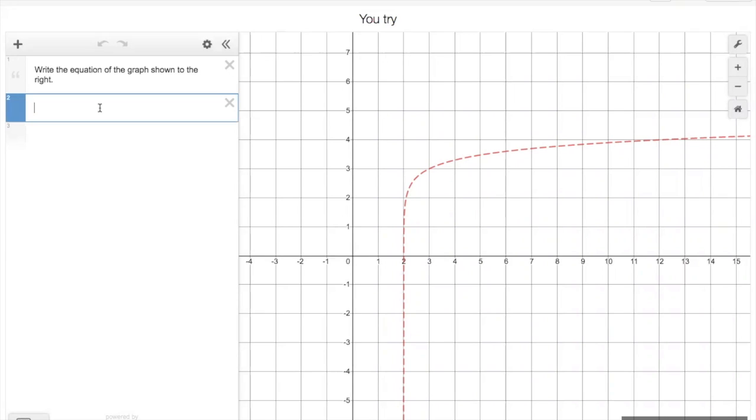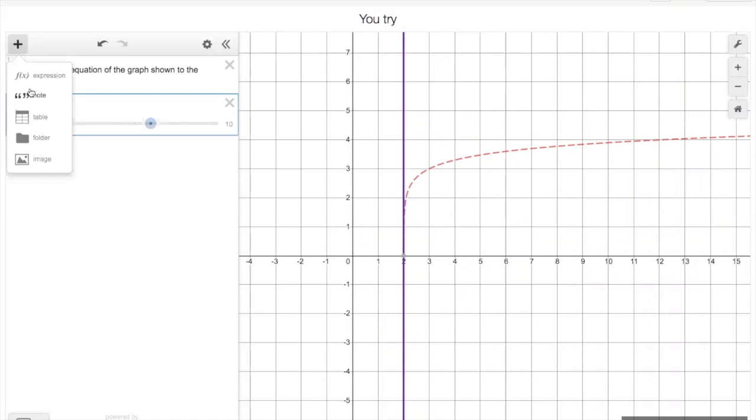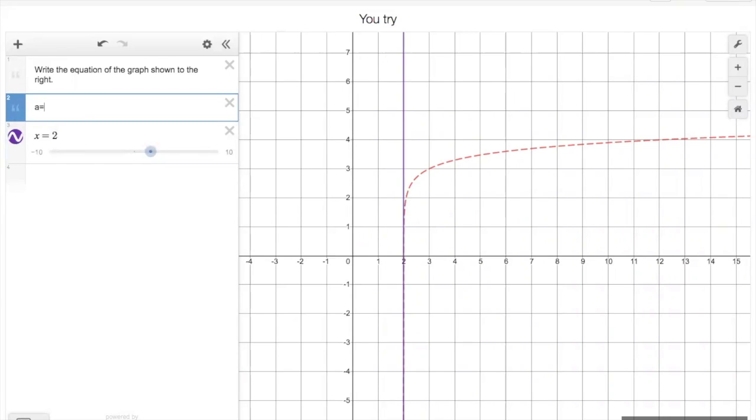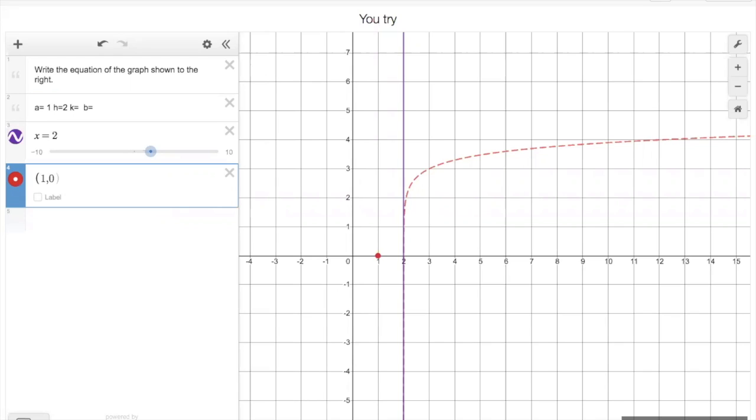Alrighty, so when we write this equation, we will see that the asymptote is at x equals 2, which tells me that my h value is 2. So let's go ahead and make our little note. We know that a is also going to be 1 because it's increasing. Now I just need to find k and b. Well, to find k, remember we're looking at this point of (1, 0). How is it moving? Well, we know that it moved to the right 2 because my asymptote moved to the right 2. And it's going to have to move up 3 now to fall on the graph, meaning k is 3.